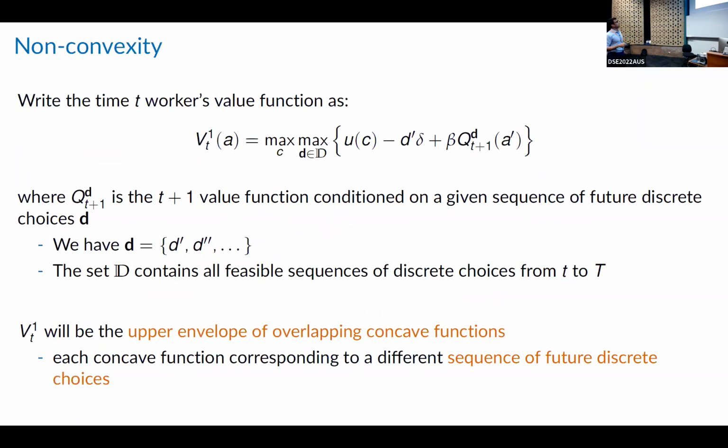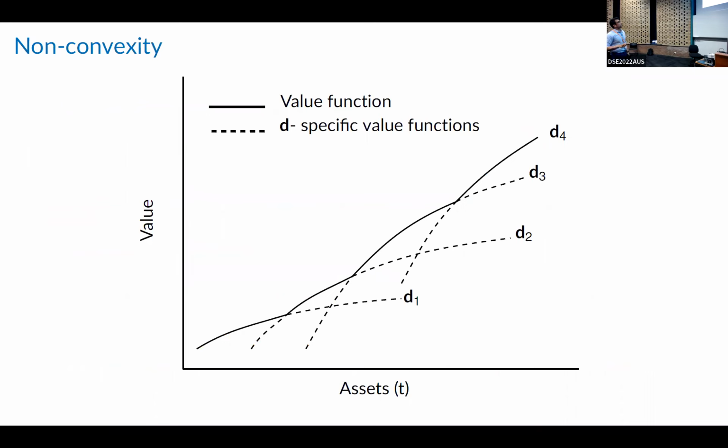This non-concavity is what Iskhakov et al. call secondary kinks. So another way to write this value function, which speaks to how I presented the Bellman equation in the initial setting, is to say, okay, instead of conditioning it on this period's work choice, we condition it on the sequence of future period work choices. And then this value function, which we can now call this Q function, is going to be concave. And what we're doing is picking the upper envelope of these future sequence of discrete choice specific value functions. And this is what we're doing when we pick the discrete choices.